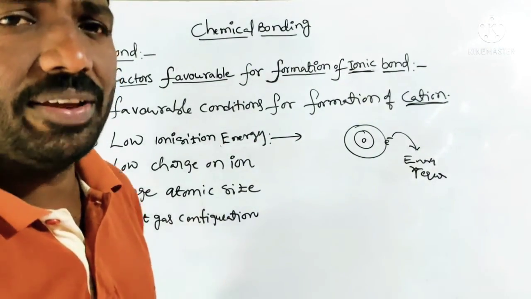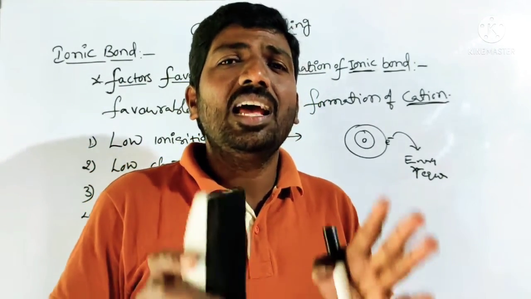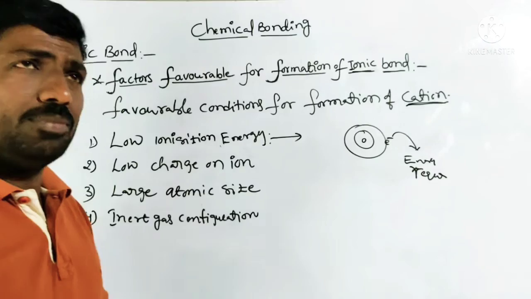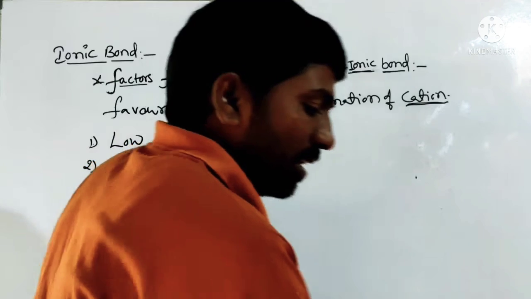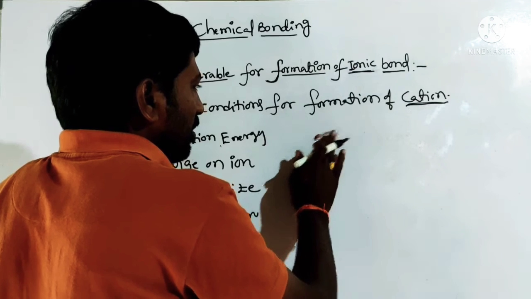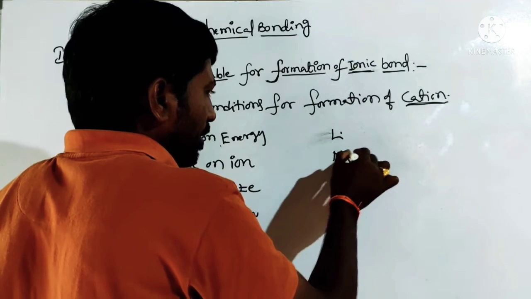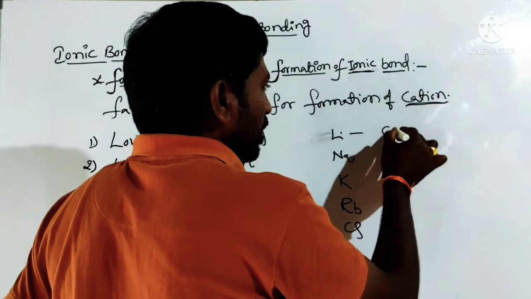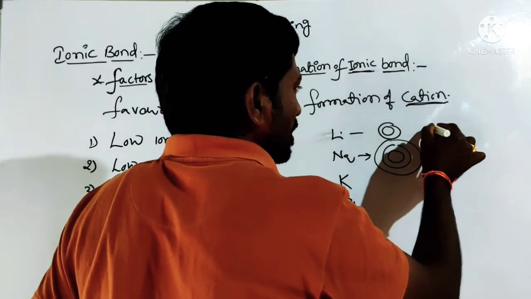So which atoms have very low ionization energy? Those atoms are favorable conditions for formation of cation. Let's take the first group as an example: lithium, sodium, potassium, rubidium, and cesium. Lithium has only 2 shells, potassium has more shells.